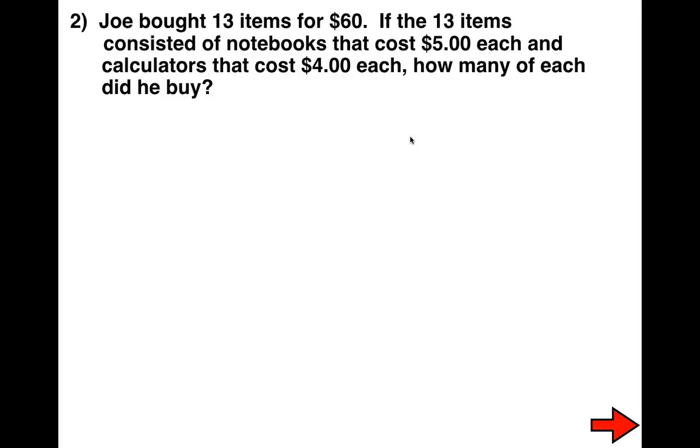Joe bought 13 items for $60. If the 13 items consisted of notebooks that cost $5 each and calculators that cost $4 each, how many of each did he buy? So right now I'm looking at how many notebooks did he buy and how many calculators did he buy. So that's definitely going to be my variable. I'm going to go ahead and say n is going to be the number of notebooks he purchased, and then c represents the number of calculators he purchased.